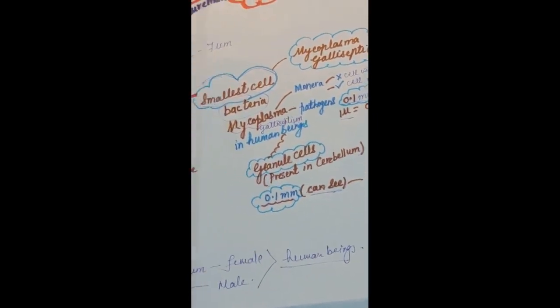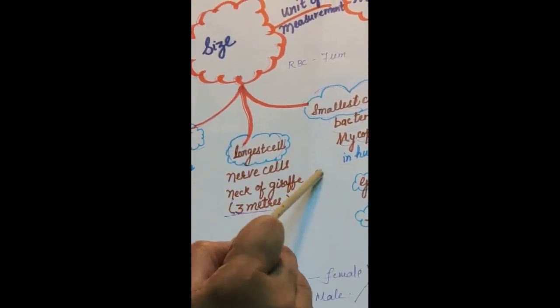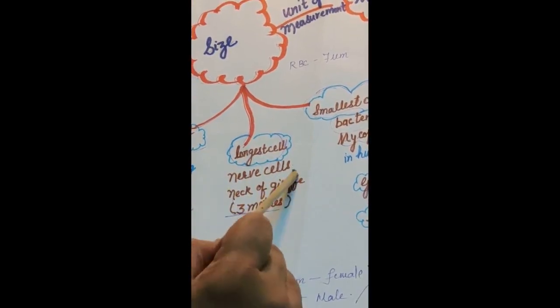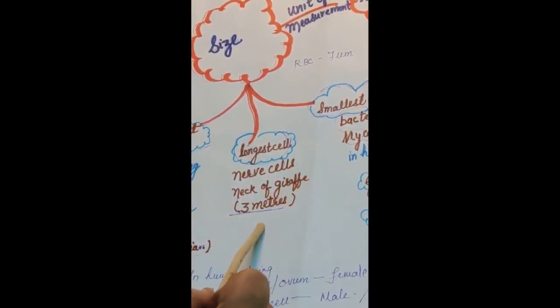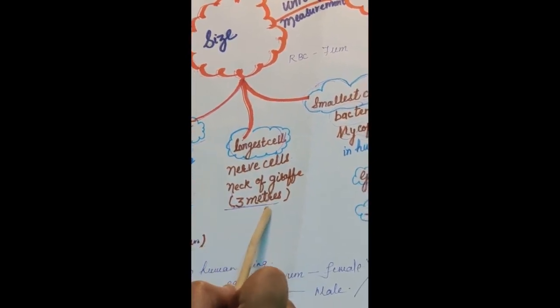Okay? Come to the longest cell. Which is the longest cell? It is the nerve cell. Where are these nerve cells present? They are present in the neck of the giraffe. Now, what is the size? It's 3 meters. Pretty long.